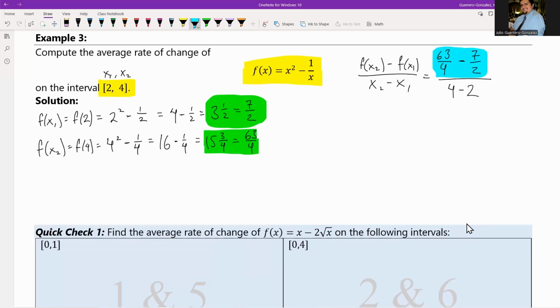How the heck do I do that? That fraction bit, okay? We're going to go ahead and separate that away, and we're going to do that separately. I'm going to do it right here: 63 over 4 minus 7 over 2.